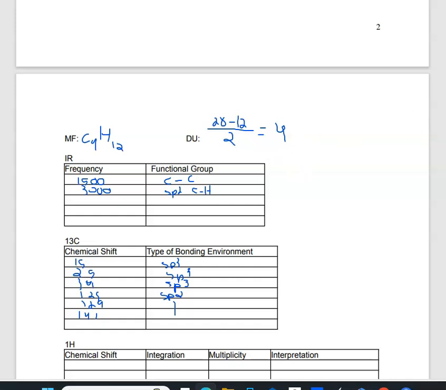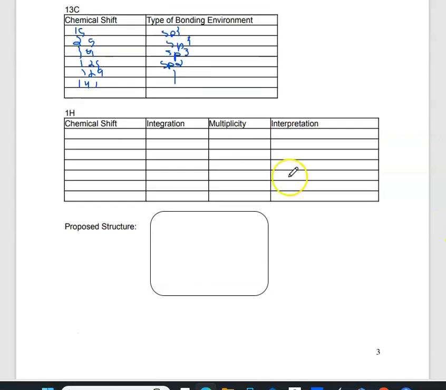So looking at the table, the chemical shifts that we have for the 1H, we have a chemical shift of about 1, and the integration on that is 3H. It's a triplet. And the interpretation on that is that we're going to have a CH3 bonded to that right there.